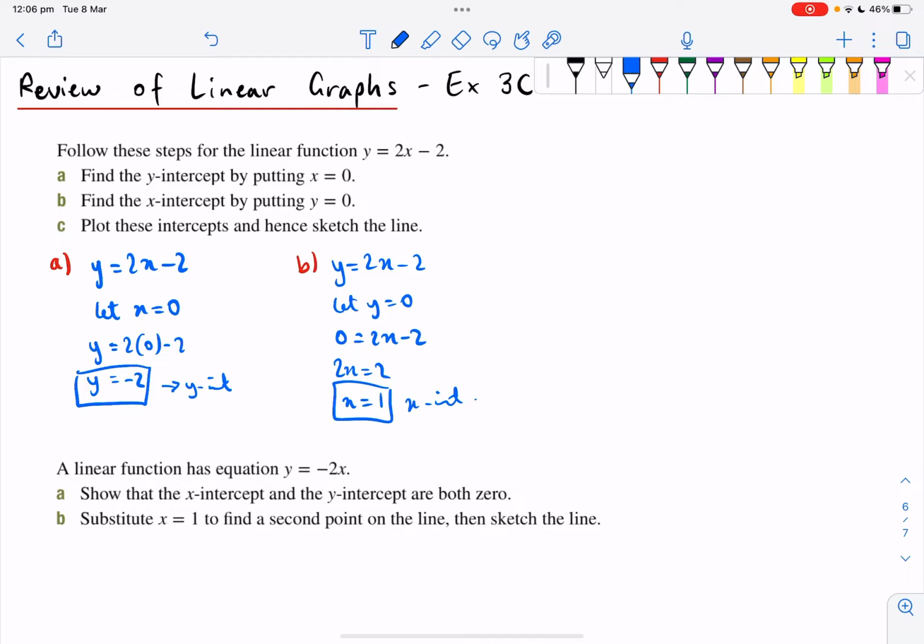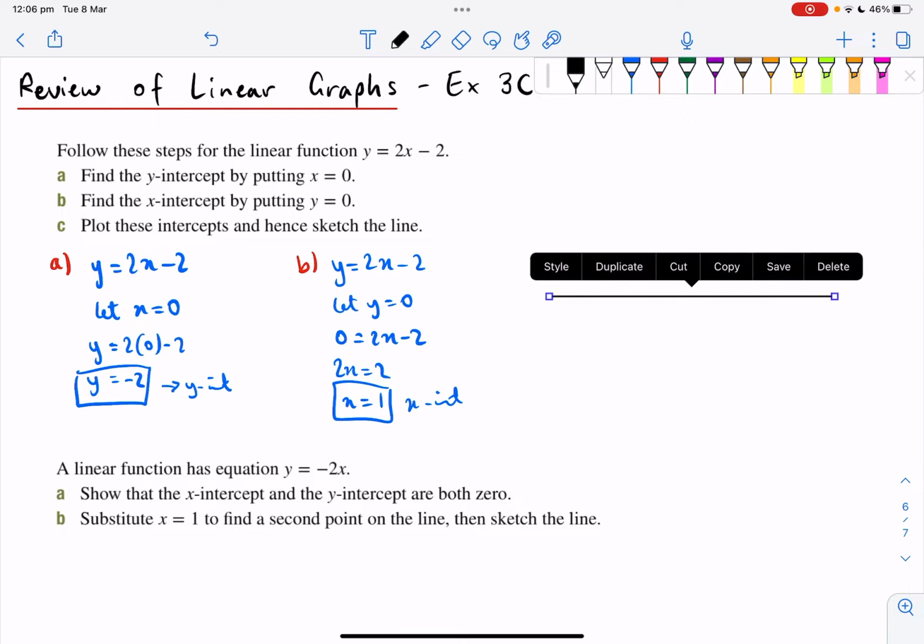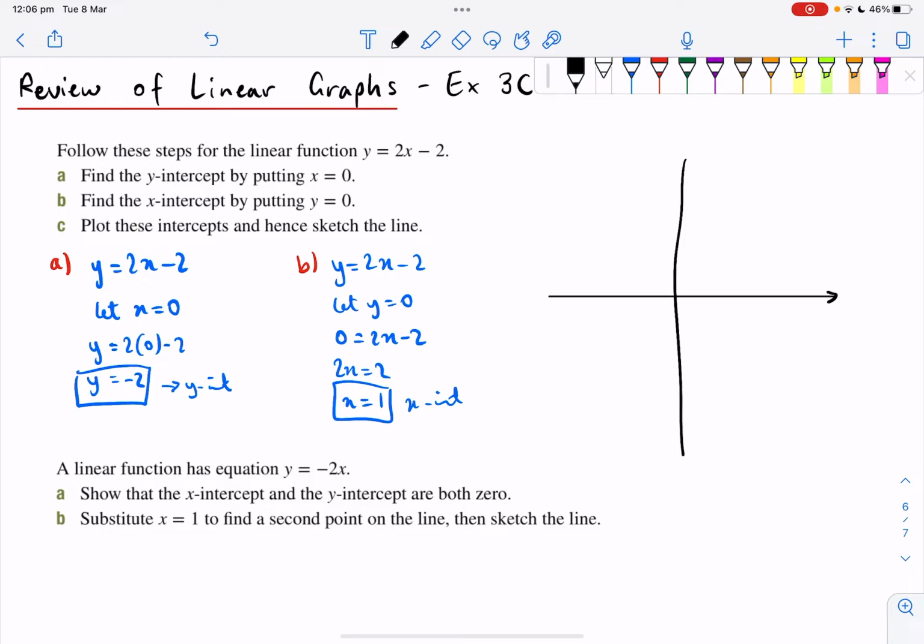Now, just using some logic here, in order to draw a straight line, I only need 2 points. And in this case, the x and y-intercept are the perfect 2 points to find because they're both very easy to calculate. And 2 points is more than enough. So watch what we do here.